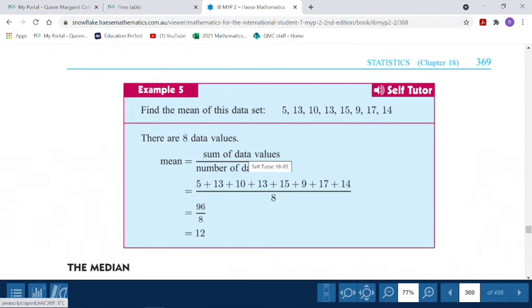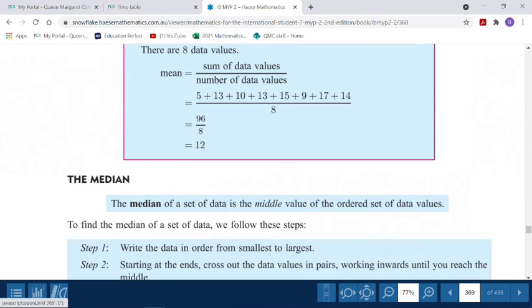Okay? So all they did was add up all these numbers. That's what they're doing in the top. And why did they divide by 8? Because there are 8 numbers. Good. So they added it up. It was 96 over 8, and they divided that out and got 12. So the mean of this data set is 12.